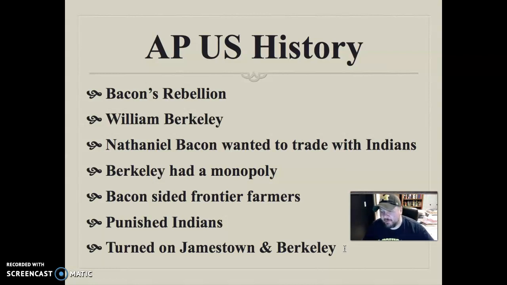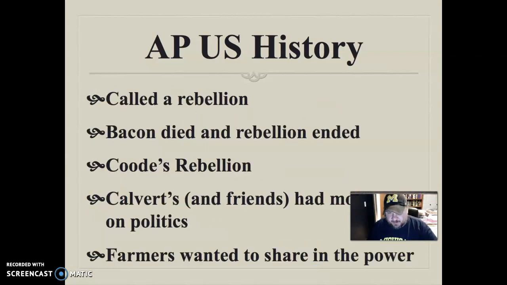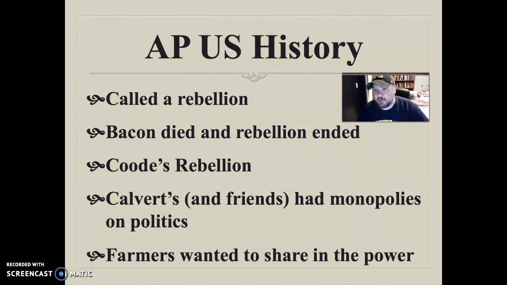And then they came back and they turned on the city. They turned on Jamestown. They turned on William Berkeley, the governor. Eventually, they ended up basically trashing the city. They called it a rebellion. They called it Bacon's Rebellion. And it has a pretty tragic ending. Like I said, Jamestown ends up in ashes, and the rebellion only ended when Nathaniel Bacon dies. So it's no good.